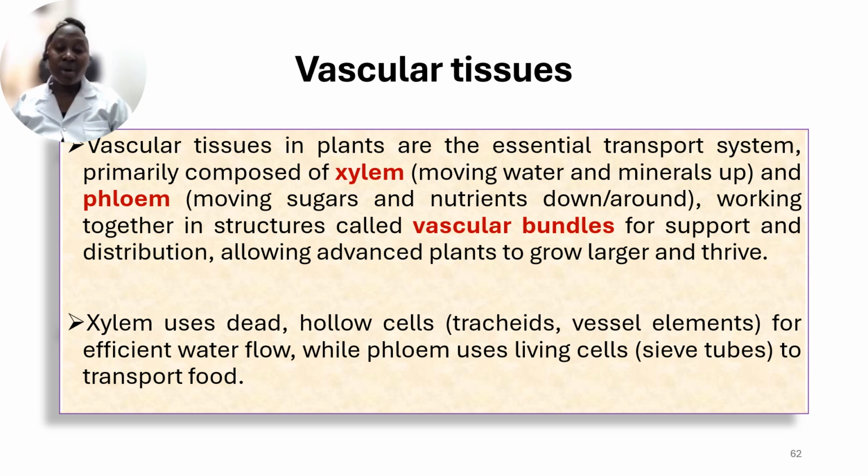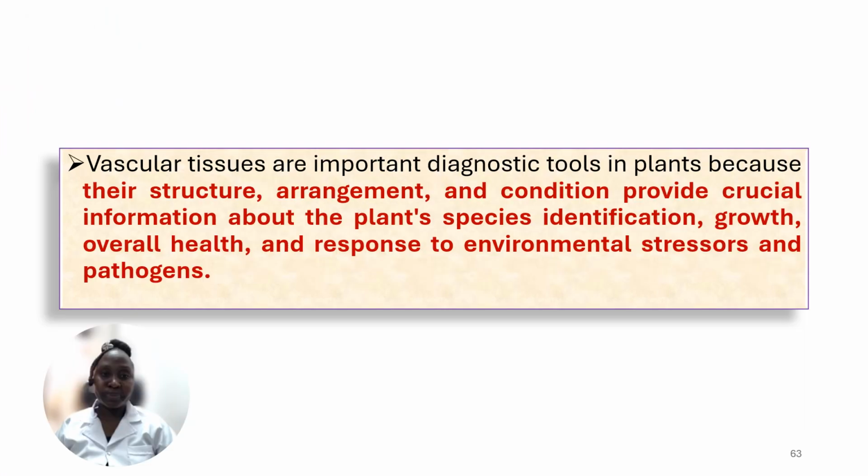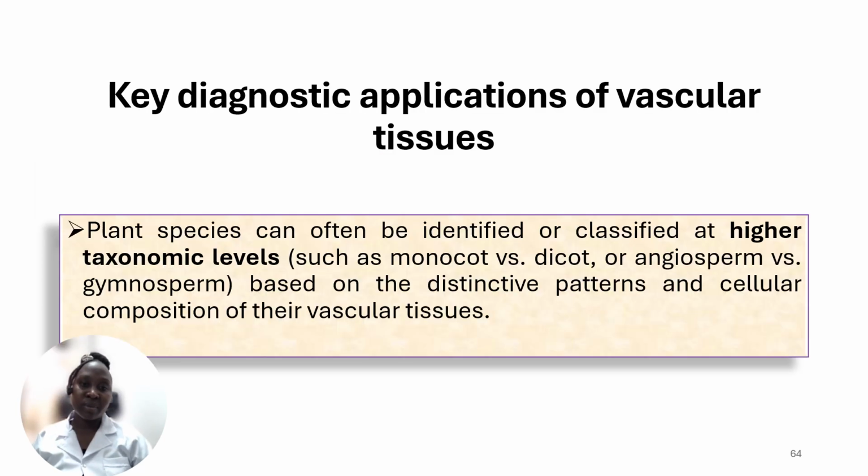What we want is to see how we can use the xylem and phloem to differentiate plants at bigger taxonomic levels like monocotyledons, dicotyledons, angiosperms, and gymnosperms. So vascular tissues are important diagnostic tools in plants because their structure, their arrangement, and their condition provide crucial information about plant species identification, growth, overall health, and response to environmental stressors and pathogens. So plant species can often be identified or classified at higher taxonomic levels, like I said earlier. This has already been said in the previous slides.